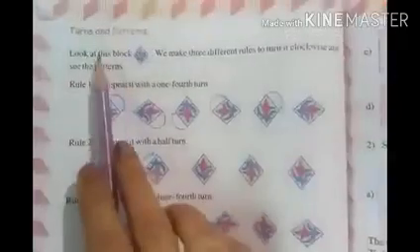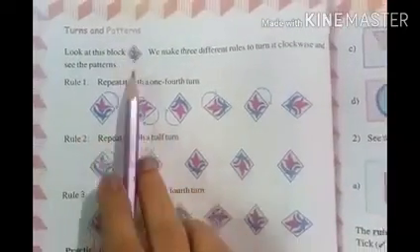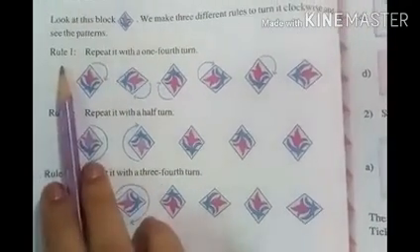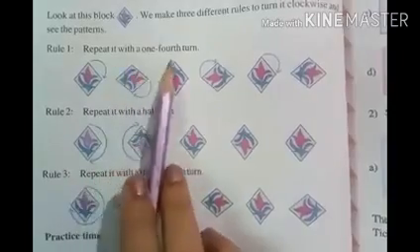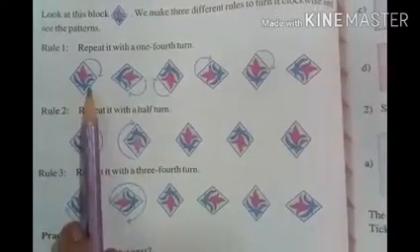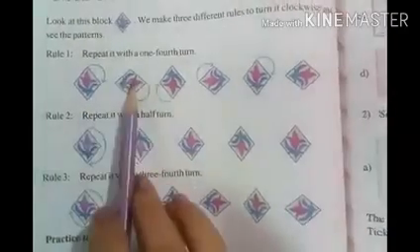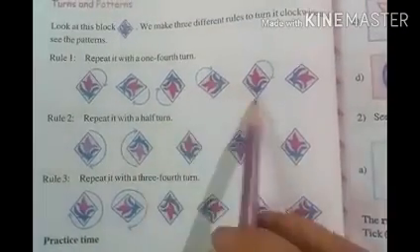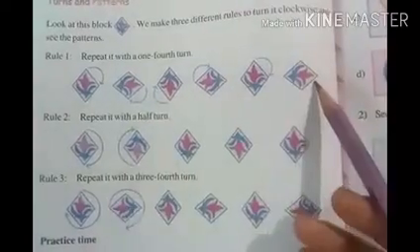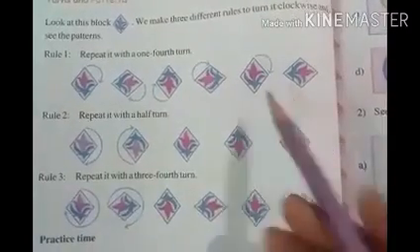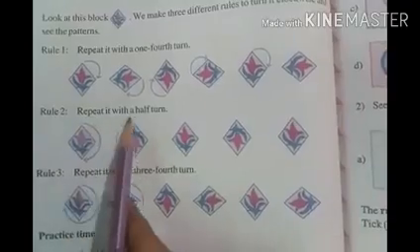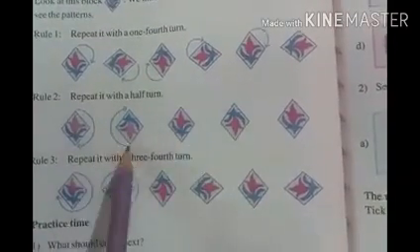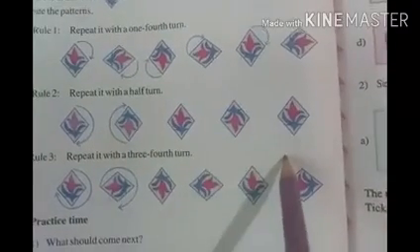Now let's see here turns and patterns. In the first one you can see the rule is written, rule 1. Repeat it with 1/4 turn. So first motif is turned 1/4, then again it is turned 1/4, third time again it is turned 1/4. So every time it is turned 1/4 and a pattern is formed. Second rule is repeated with half turn. So here the motif is up and down, that is half turn.